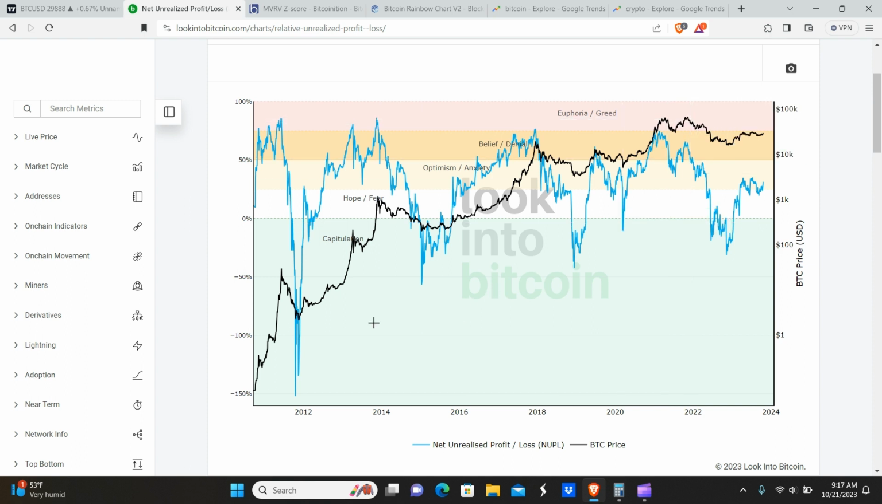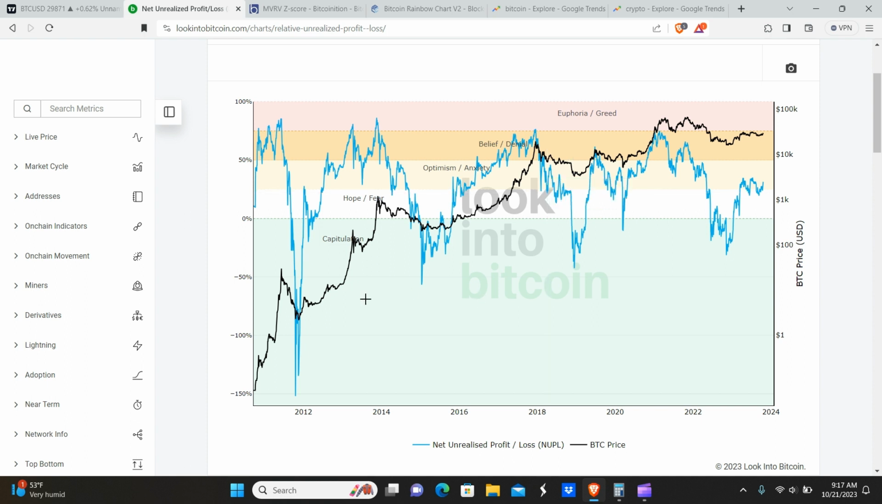Now, what do you notice when you look at this chart? Well, you see down here is the capitulation zone. You have hope and fear, optimism and anxiety, belief and denial, and euphoria and greed. Generally speaking, the top for Bitcoin, according to this metric, is usually in when the NUPL chart is somewhere in between belief and denial and euphoria and greed.